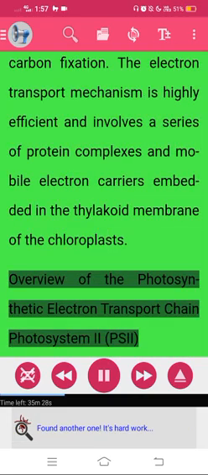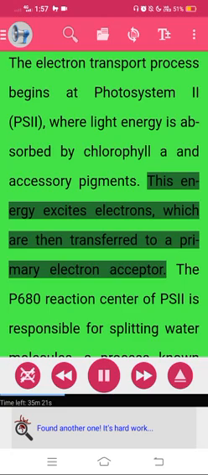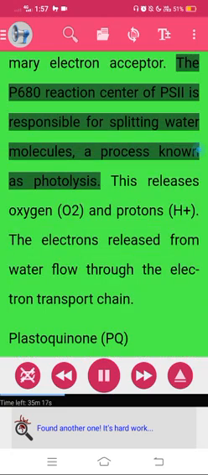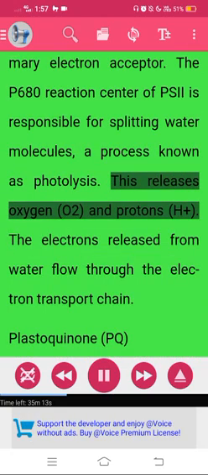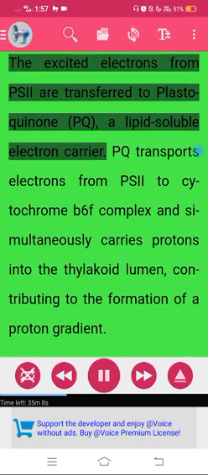Overview of the photosynthetic electron transport chain. Photosystem 2, PSII. The electron transport process begins at photosystem 2, where light energy is absorbed by chlorophyll and accessory pigments. This energy excites electrons, which are then transferred to a primary electron acceptor. The P680 reaction center of PSII is responsible for splitting water molecules, a process known as photolysis. This releases oxygen, O2, and protons, H+. The electrons released from water flow through the electron transport chain. Plastoquinone, PQ. The excited electrons from PSII are transferred to plastoquinone, a lipid-soluble electron carrier.